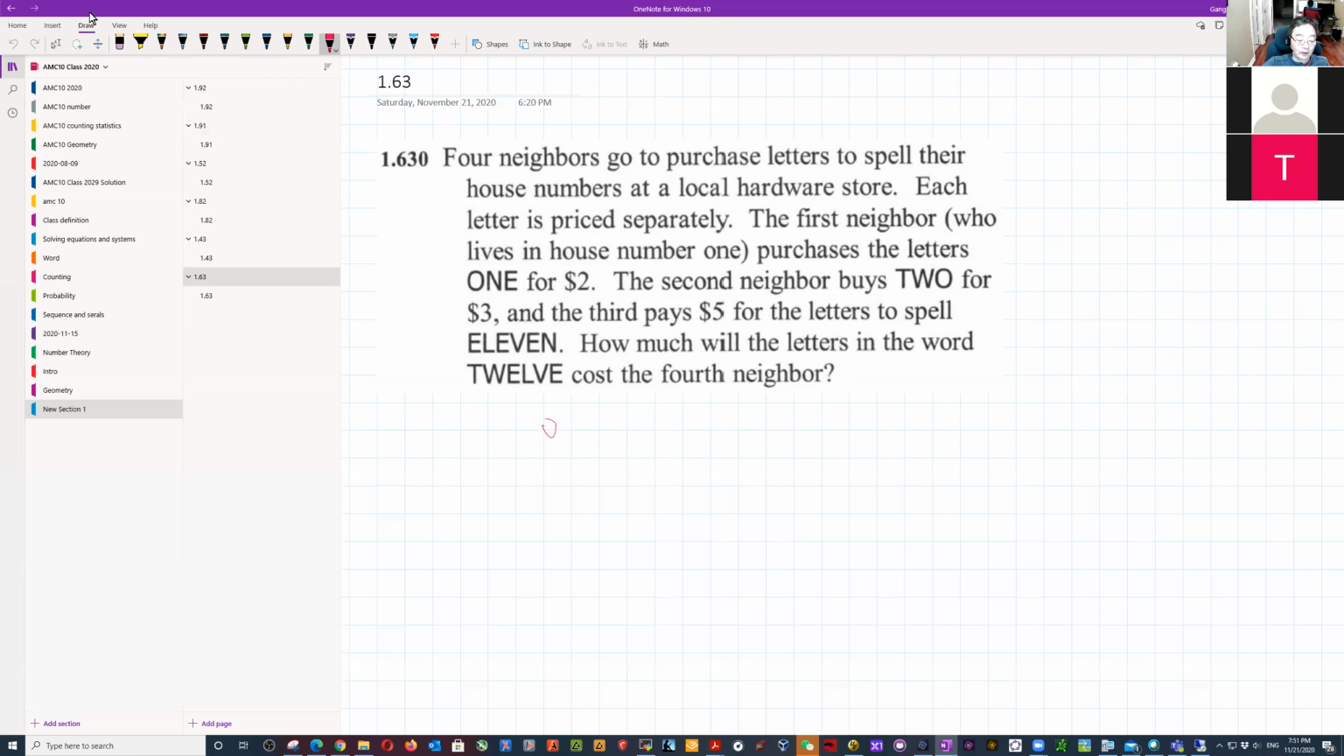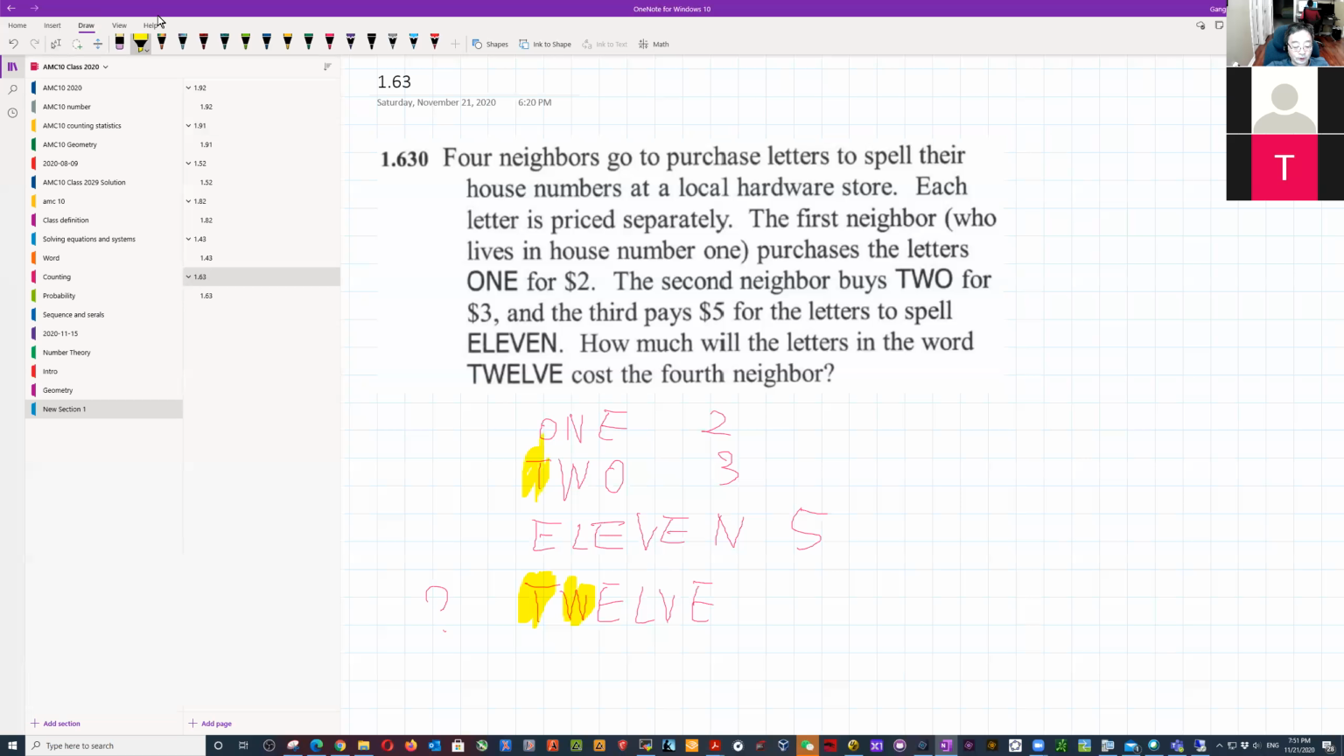This way, ONE is for $2, is that right? And TWO is for $3, and ELEVEN is for $5. And TWELVE, how much does it cost? And we would try to match the letters one by one. So these are the letters we need to buy. We color it here.